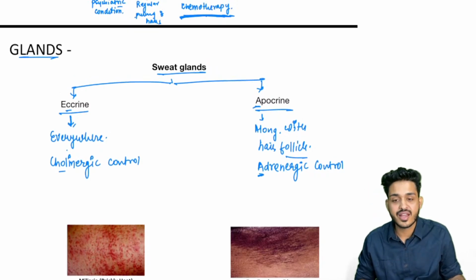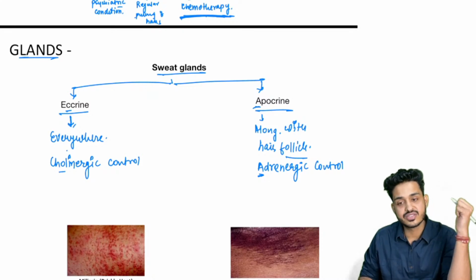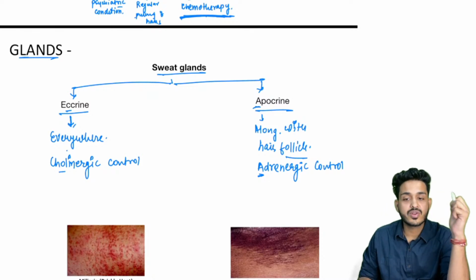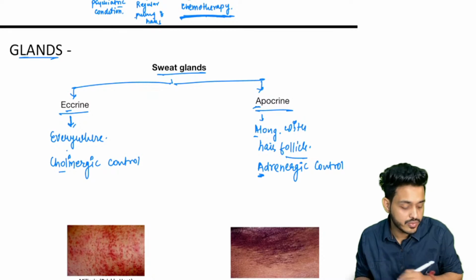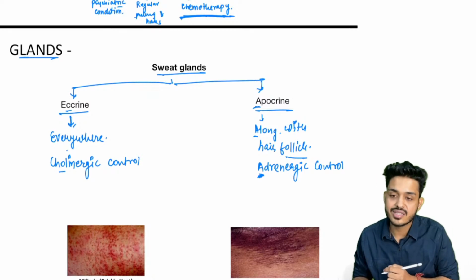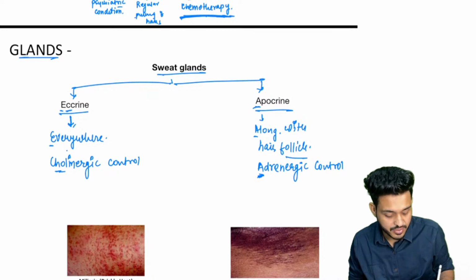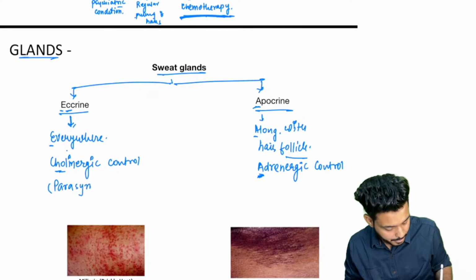Okay, so we are having two types of sweat glands. First is eccrine, second one is your apocrine. Eccrine will be under the cholinergic control and apocrine will be under the adrenergic control. Remember it like this: A for along with the hair follicle, A for adrenergic control, E for everywhere and C for cholinergic control, or you can say parasympathetic control.